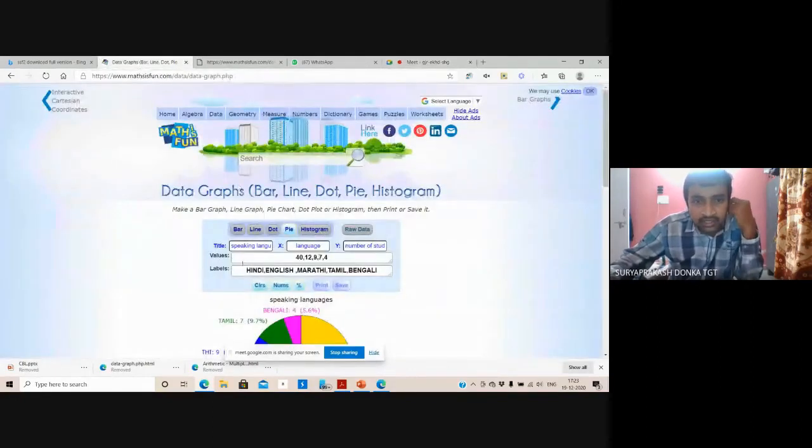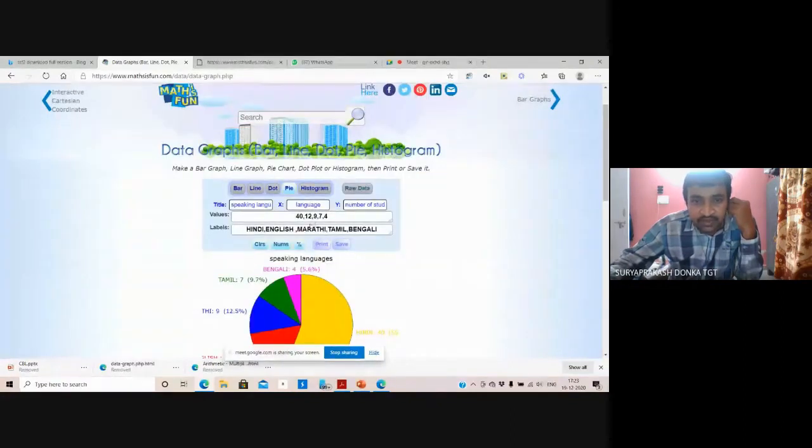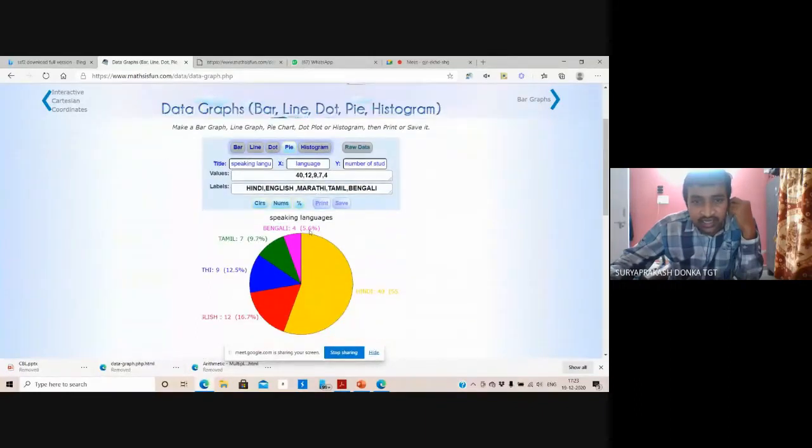So here I took, as Kumar sir explained this morning, the title "Speaking Languages", and here it is language and number of students. These are the values as per the PPT: 40, 12, 9, 7, 4. The languages are labeled as Hindi, English, Marathi, Tamil, and Bengali. So finally, this is the pie chart which we obtained based on the figures given in the problem.